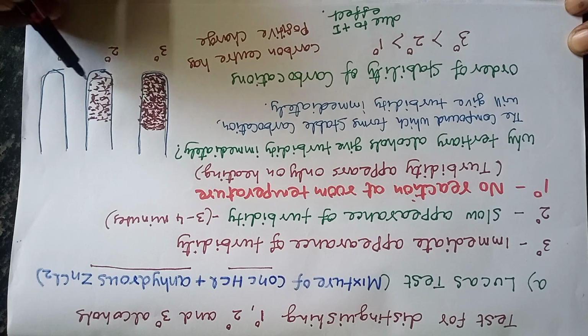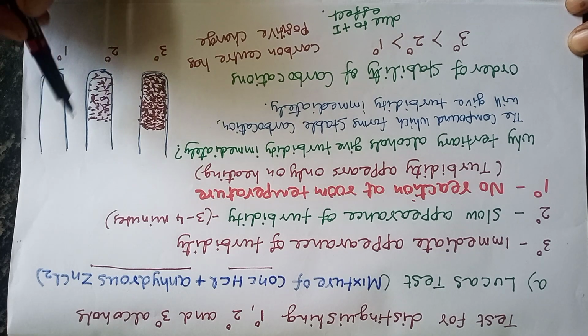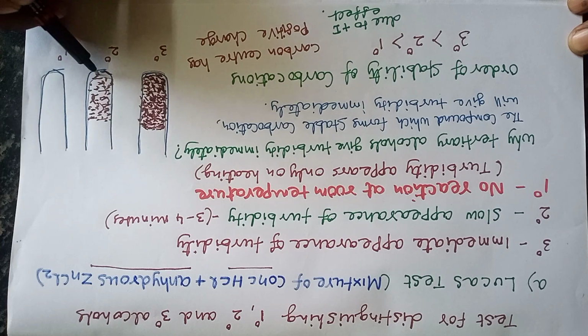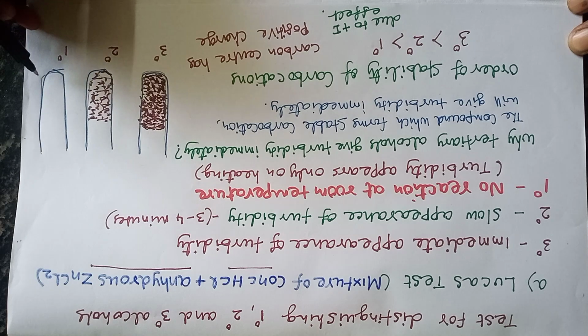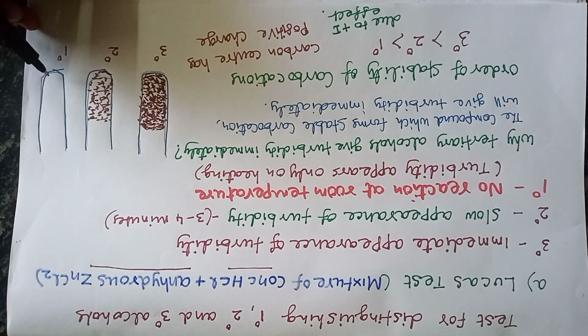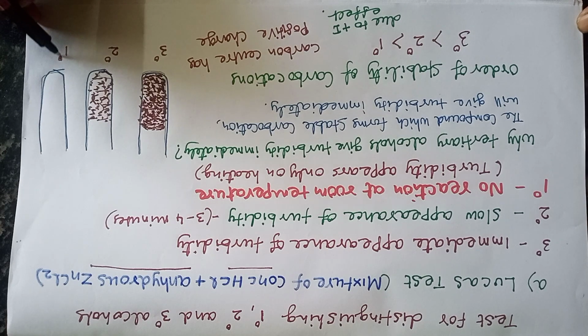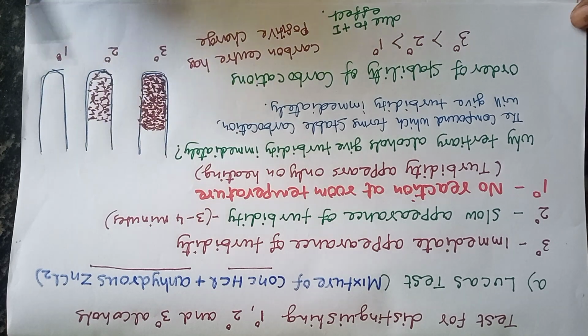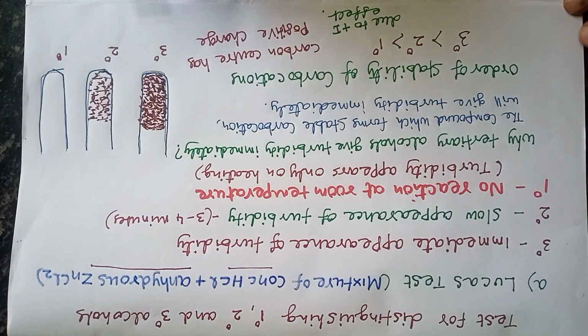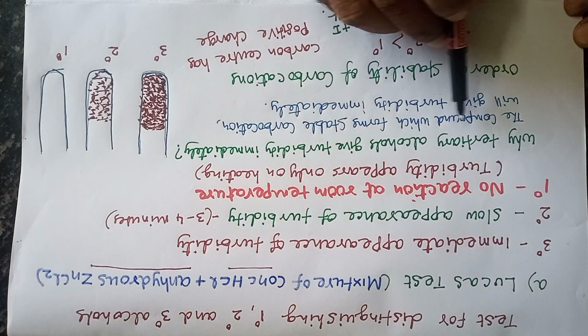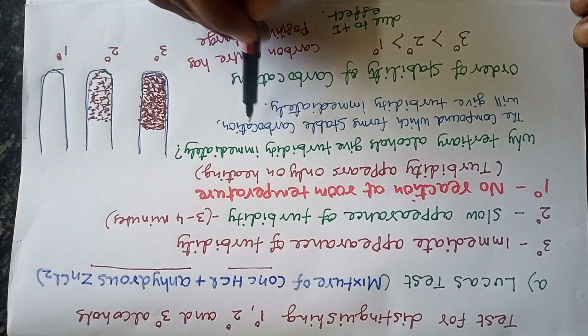If it is a secondary alcohol, the turbidity appears in approximately 5 to 10 minutes. If it is a primary alcohol, there is no turbidity at room temperature. It looks like a clear solution, and turbidity appears only on heating. From this we can identify which one is tertiary, which is secondary, and which is primary alcohol. Why does tertiary alcohol give turbidity immediately?